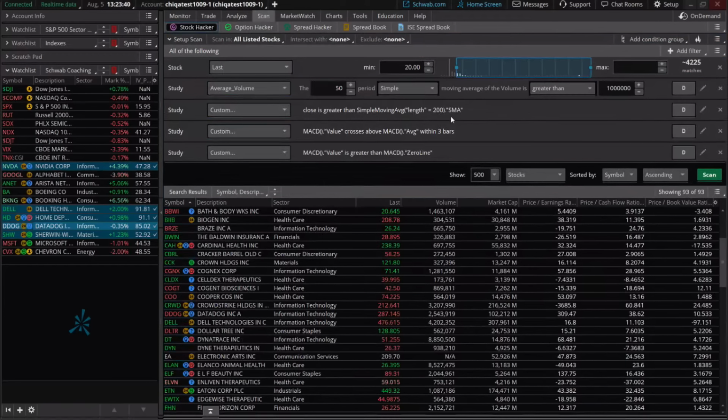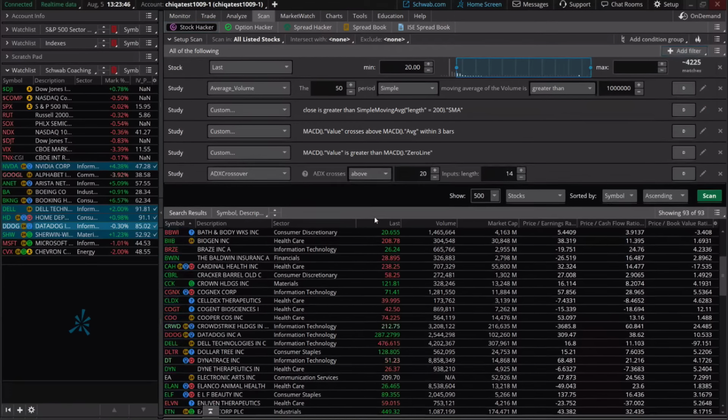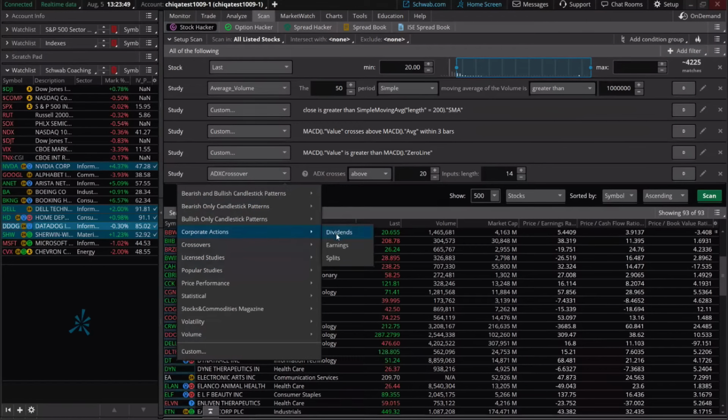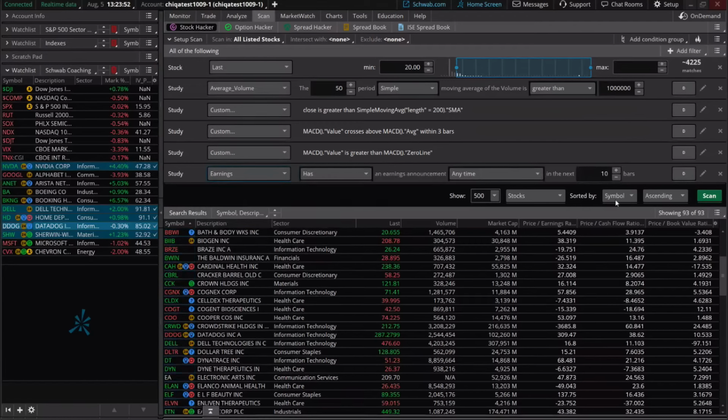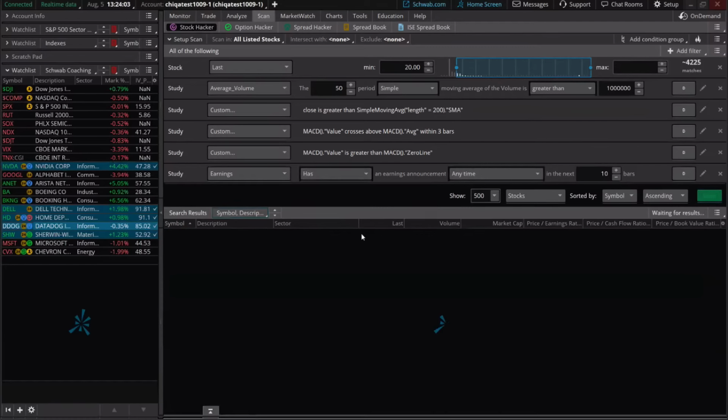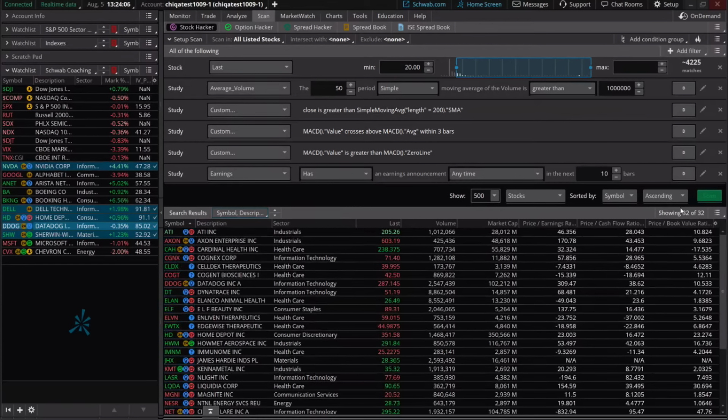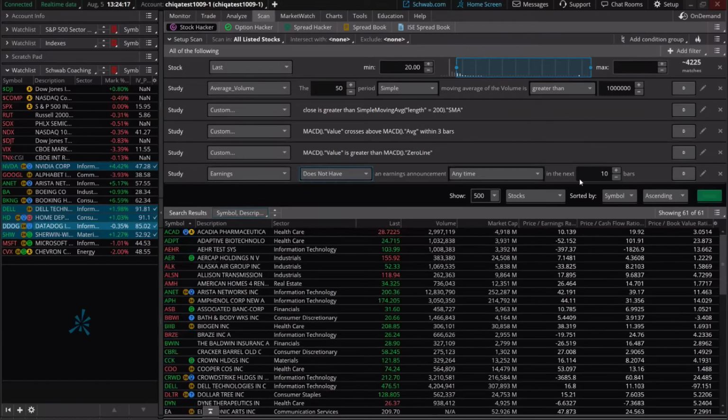So we're going to go back to the scan, and you know what we could do? If you guys want to narrow this down a little bit more, we could go to add filter, go to study, go to corporate actions and say earnings. Let's just say we don't want any earnings within the next 2 weeks, so the next 10 days, because that's trading days. We're going to hit scan, and that's going to narrow our universe a lot more, so 32 stocks in this case. Oh wait, does not have earnings. Sorry about that, guys. Does not have an earnings announcement anytime in the next 10 days.